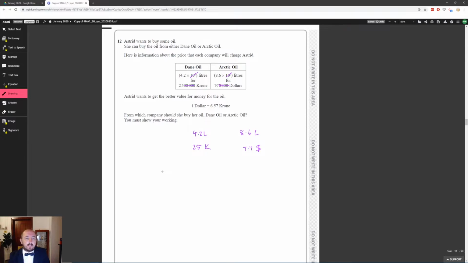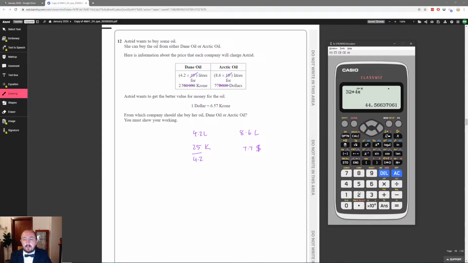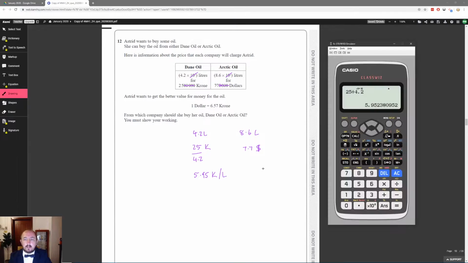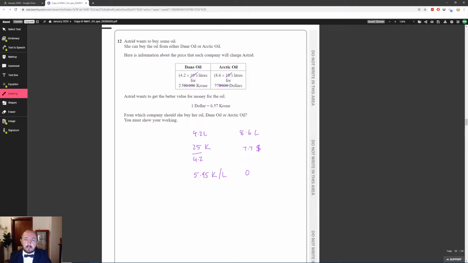If I divide the 25 by 4.2, that will give me the price per liter. So 25 divided by 4.2 is 5.95 krone per liter. And I can do 7.7 divided by 8.6 to give me $0.89 per liter.